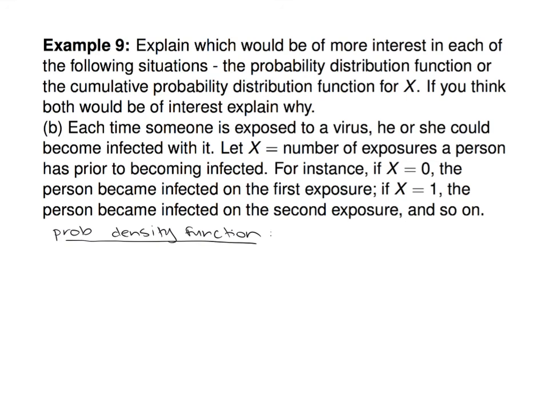But what this would tell you is the proportion who get infected on exposure number x. So for example, suppose your x ranged up to 5 exposures, you could see what proportion get infected on the first exposure, second exposure, etc.